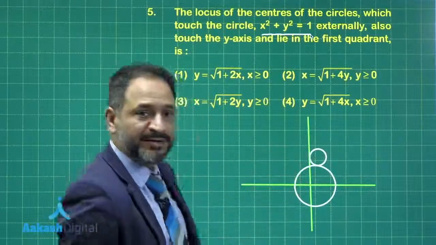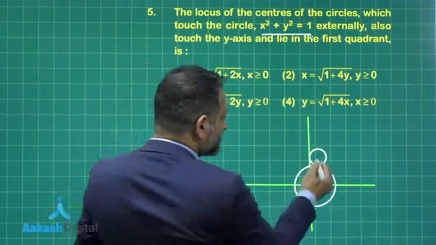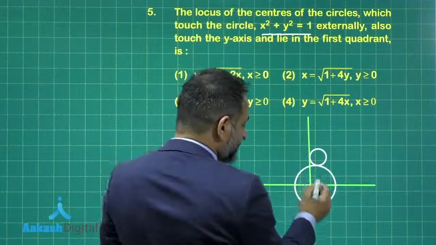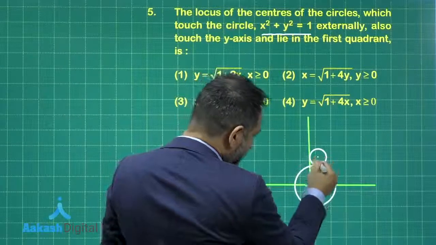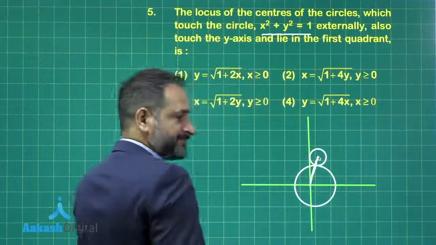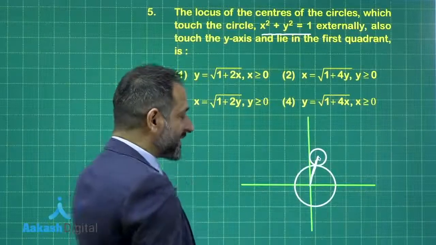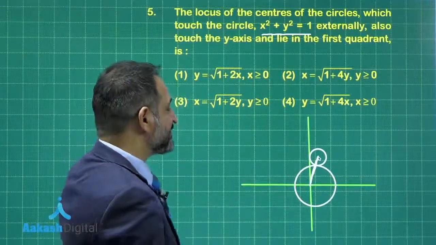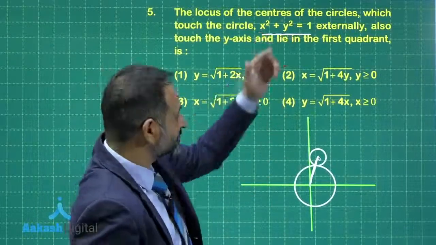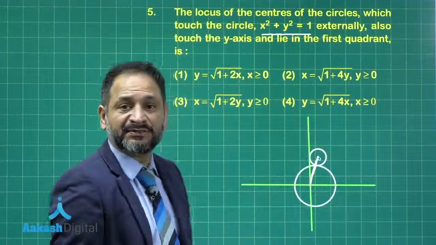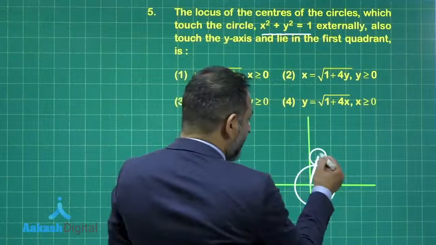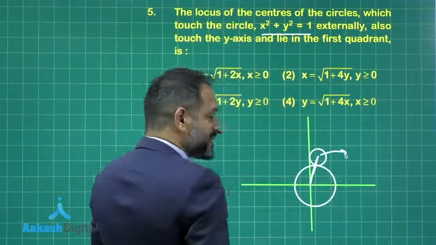Now we want to find out the locus of the center of this circle. So let us see how this can be done. Now you can see the distance between the centers, that is this distance, is changing. And what is this distance actually? The distance between the centers is equal to sum of radii. Now the radius of this is 1, but the radius of the circle which is touching the y axis is changing. But you have to find out the locus of the center of this circle.